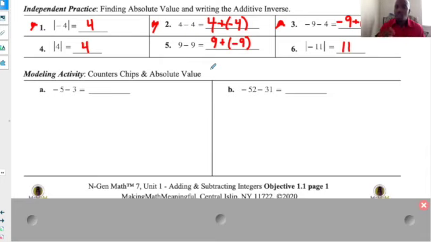Then I'm going to show you 2 techniques, one called counters with chips, and the other one is called using absolute value. The counters with chips method we're going to do in A, and the absolute value method we're going to do in B, okay? Now, the counter chips method is more of a visual.